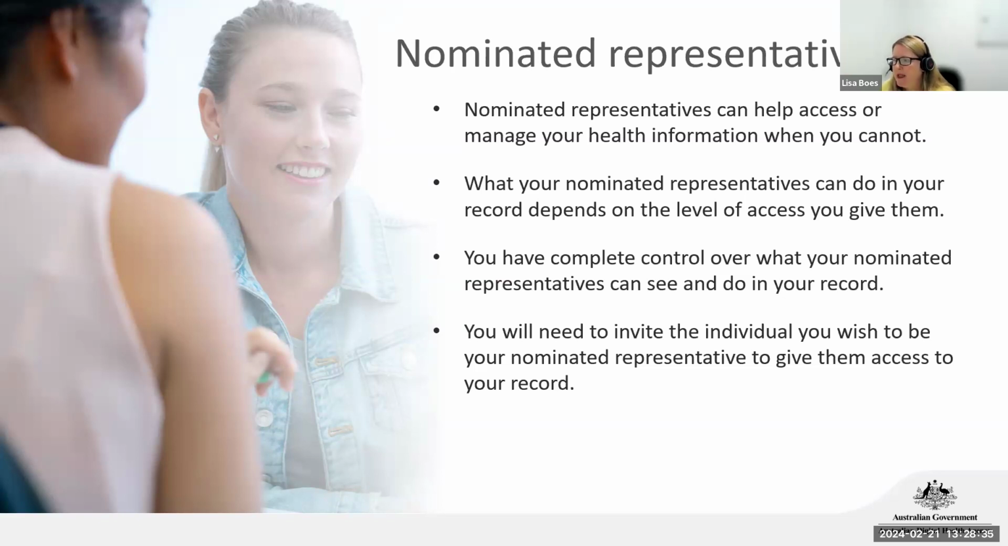A nominated representative with a restricted access level can view all documents, including the ones the person has set as restricted access. They can't give another person access to your record, change the access level for other nominated representatives, or remove other representatives, make changes to Medicare information, remove documents, add information to, or cancel the record.